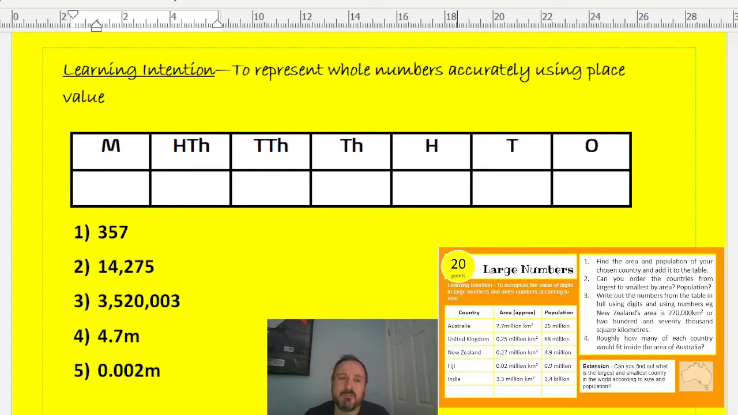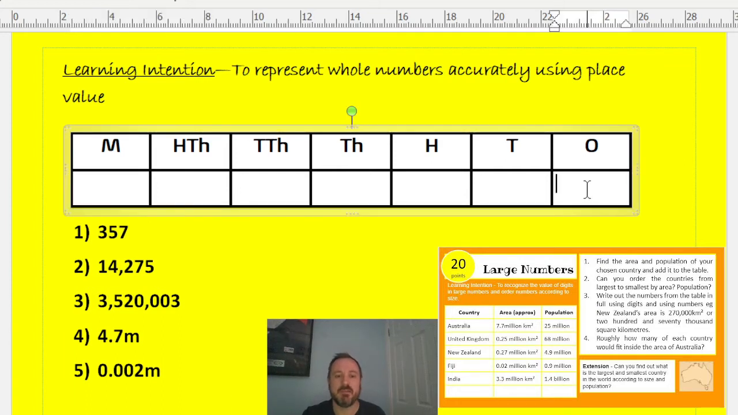So if we start with just a simple number like 357, if we want to write that into a place value chart, we would write that as the 7 is meaning 7 ones. So we could write the 7 in here. And we would put the 5 representing 5 tens in here, and the 3 representing 3 hundreds in there. So 357 would be 3 hundreds, 5 tens, and 7 ones. Okay, if we move on to a slightly more tricky example, let's look at number 2.